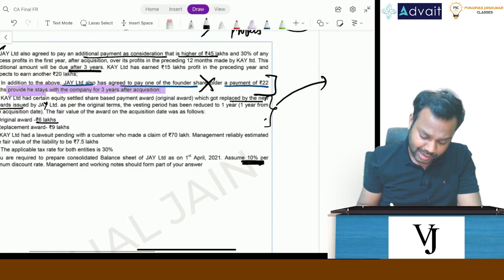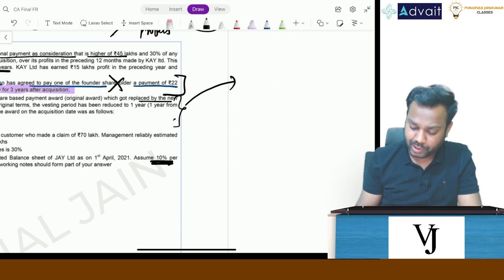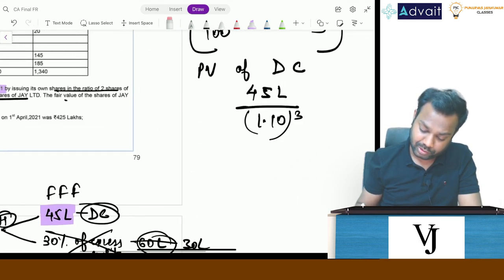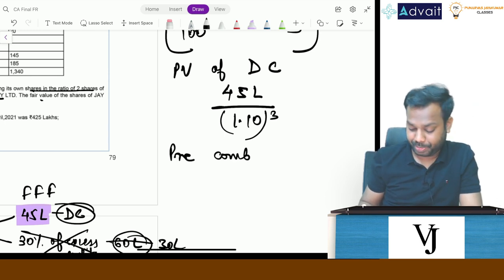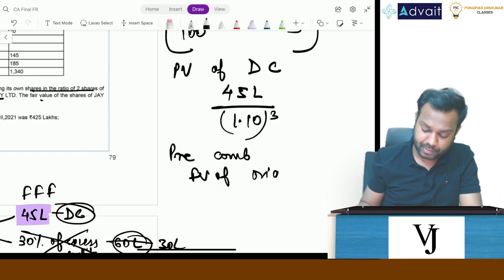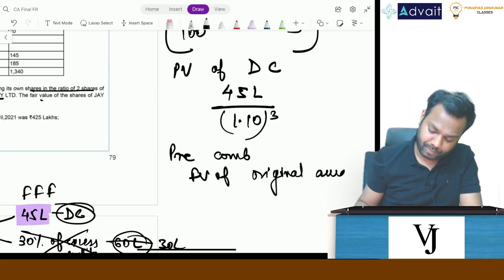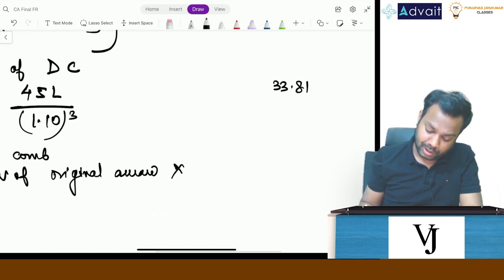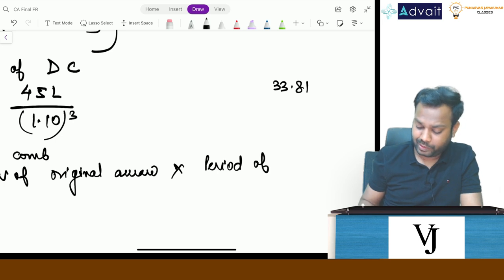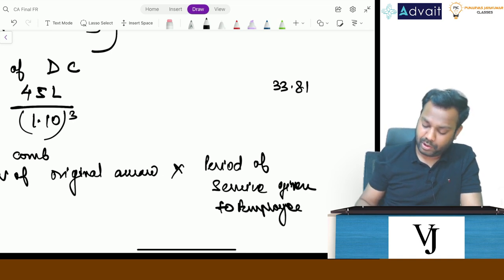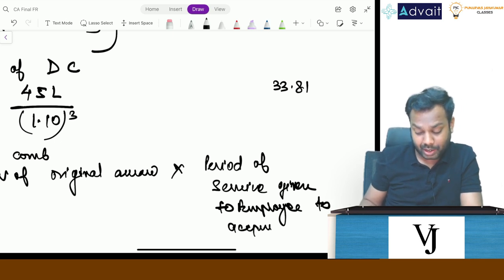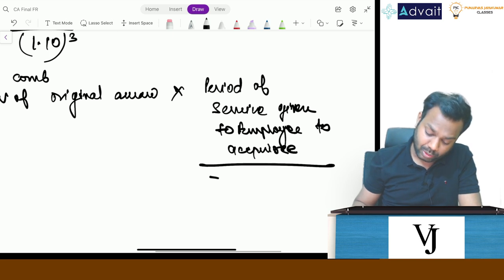Fair value of original award is 6 lakh, replacement award is 9 lakhs. Now, what you have to do is write 6 lakh, that is the fair value. I'll write here: pre-combination award is equal to fair value of original award multiplied by period of service given by employees to acquiree company, divided by total vesting period.